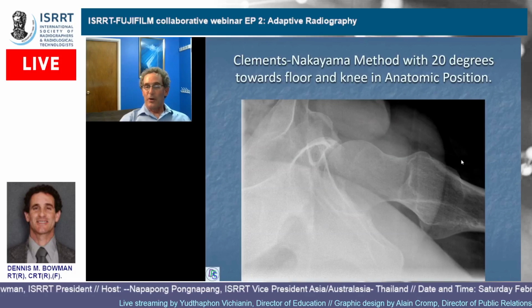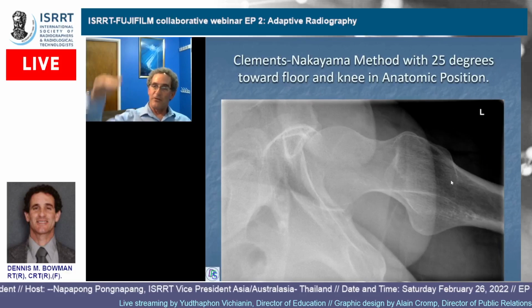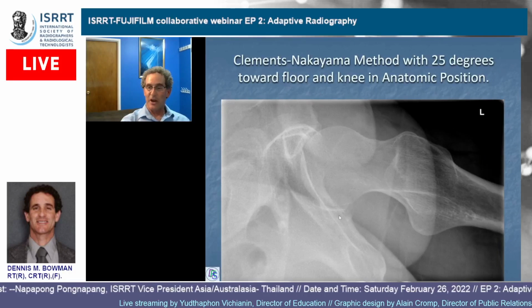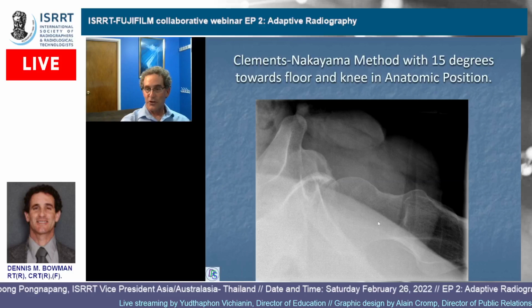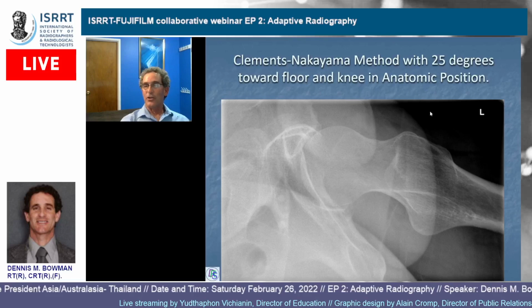This one is 20 degrees down towards the floor. This one's 25 degrees down, and you can see that it just got better and better, right? This one still has a lot of superimposition over the pelvis. This one's getting better, and this one's like, now you're talking. So the 25 degree is really the winner for sure.